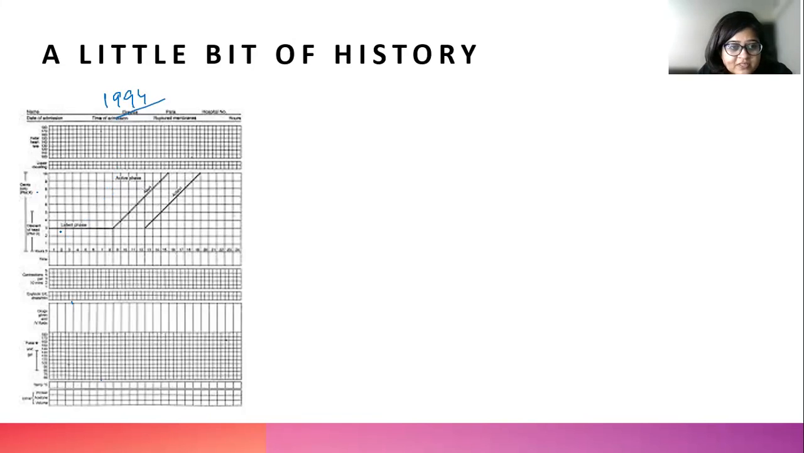I think all of you know this. Initially, there was a latent phase and then the active phase. And in the active phase they had two lines on the partograph, an alert line and an action line.